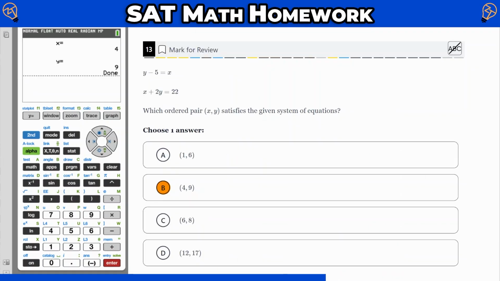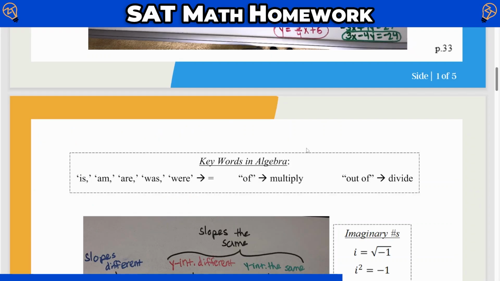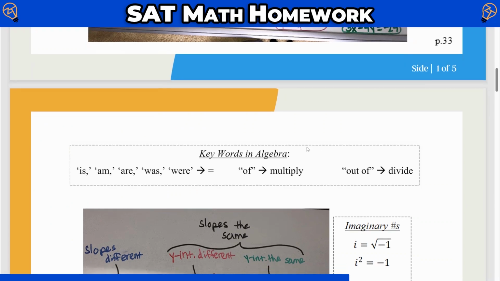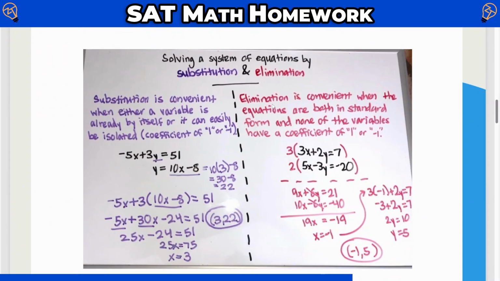Now, this third and final approach, I really wouldn't recommend on this digital SAT because time is of the essence. However, I do think it is good for you to know for your own math class how to be able to solve this by hand. So when we go to our math reference document, more specifically, we go to side 2 of page 33, you'll notice that I contrast when to use substitution versus elimination.